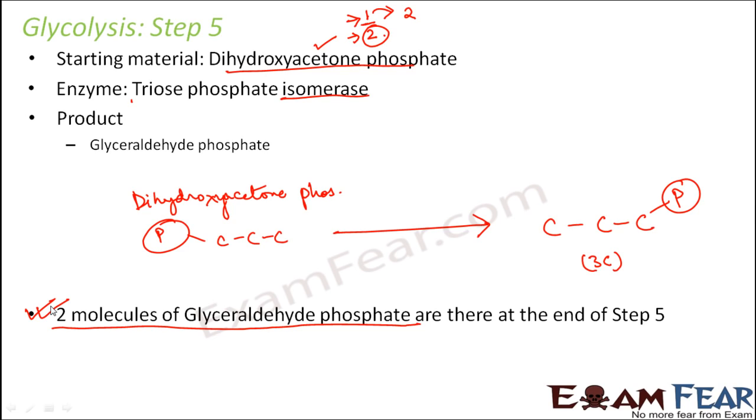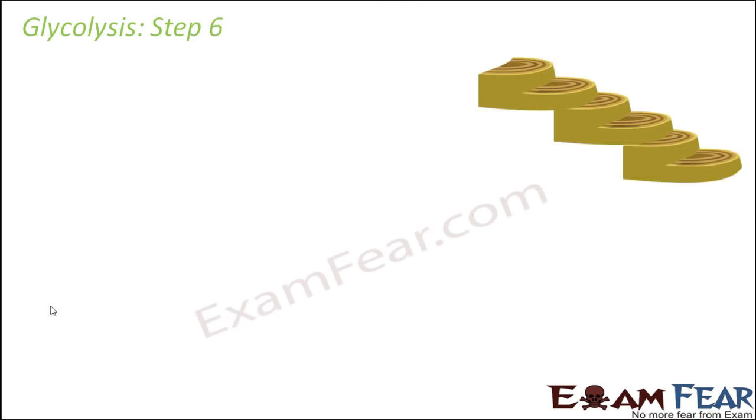Clear? Okay, so we are halfway through glycolysis. Out of the total 10 steps, we have reached step 5. So at step 5, we have 2 molecules of 3 carbon compound glyceraldehyde phosphate. So now let us look at step 6.